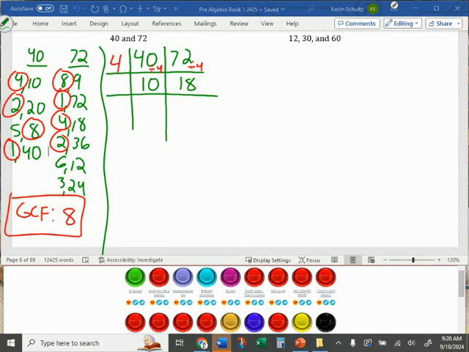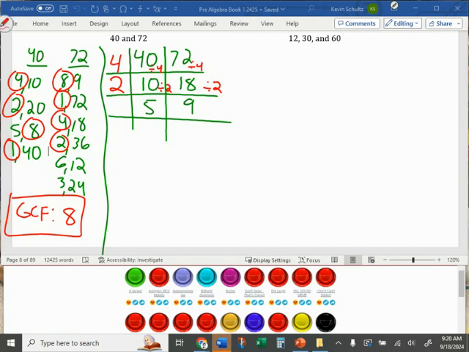And you look at what you have left, that 10 and 18, and you do it again. What goes into both 10 and 18? 2 does. So you write the 2 over on the left, and then you divide by 2, divide by 2, and the next row of your table is what you have left: 5 and 9. And then you ask yourself, what goes into both 5 and 9? 1 does, and that's the only thing.